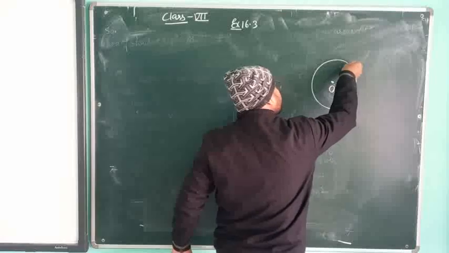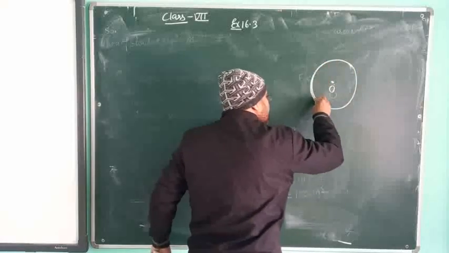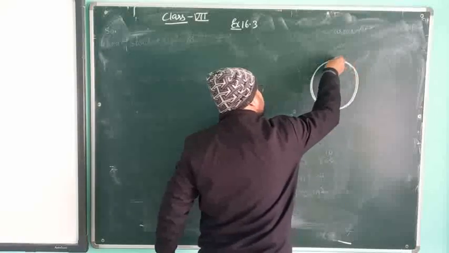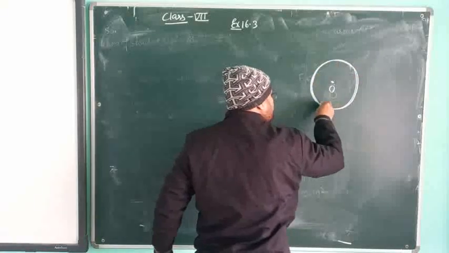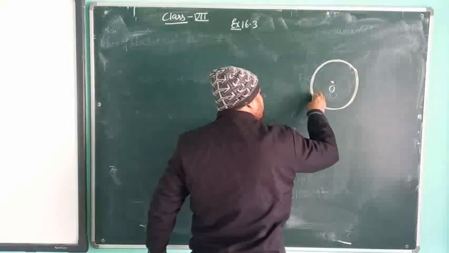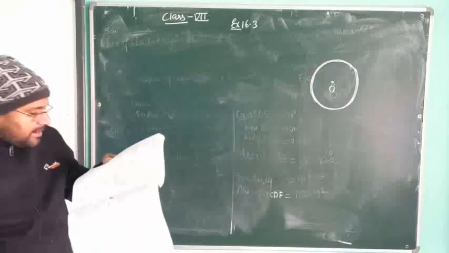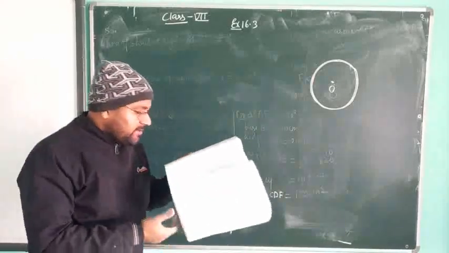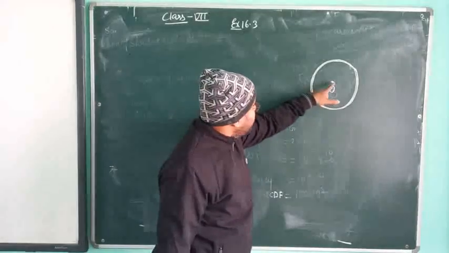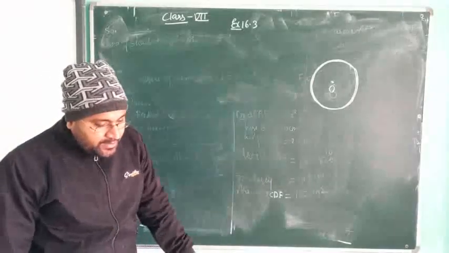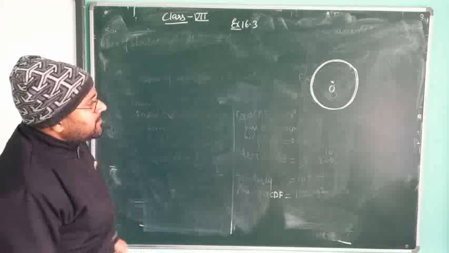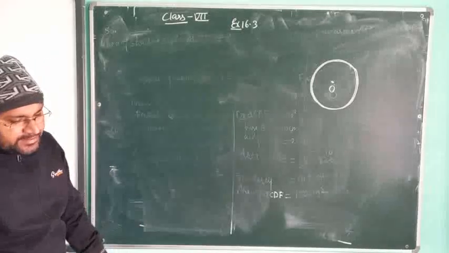A region bounded by a constant point, and that point is said to be the center, and the locus of all that point is said to be a circle. A circle is the collection of all those points P in a plane which are at a constant distance from a fixed point in that plane. Okay, so I think it is easy.